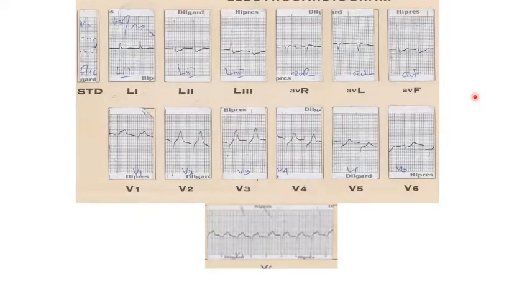Atypical AVNRT is fast-slow pathway. Yeah, I agree with you. You explain it. Two explanations are there. One is antegradely, it will be going through the fast pathway. Retrogradely, it will go through the slow pathway. Yeah, so that is one explanation: in an appropriately timed atrial ectopic beat, sometimes, rarely, the impulse can travel down the fast pathway and then go up by the slow pathway. In that case, you can have an atypical AVNRT pattern.